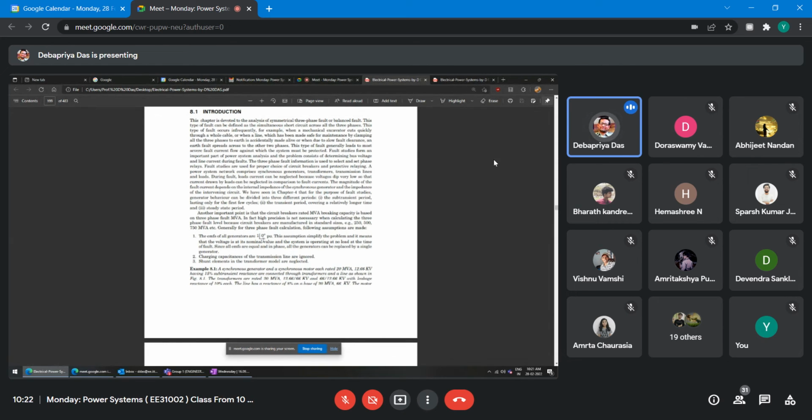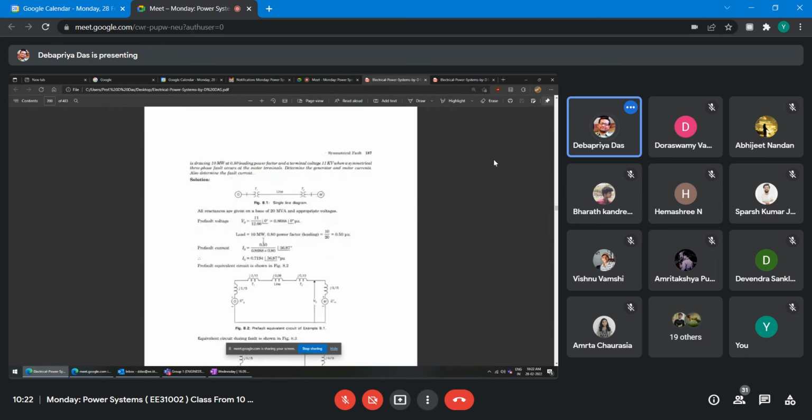Charging capacitance of the transmission line will be ignored. No charging capacitance will be considered. And shunt elements in the transformer model are neglected. That is the pi model I just showed you; those shunt elements will be neglected. So this actually makes things very simple.